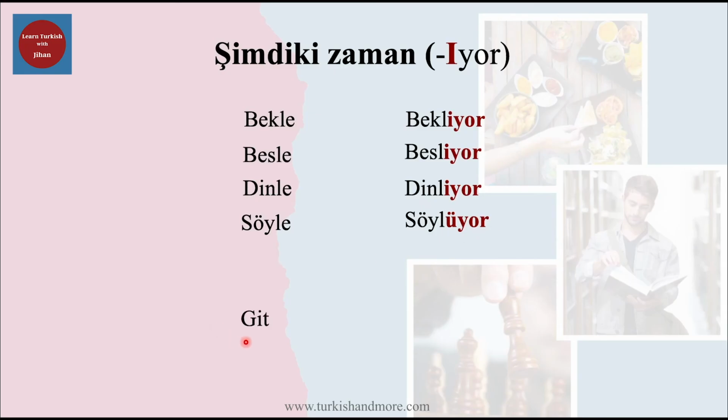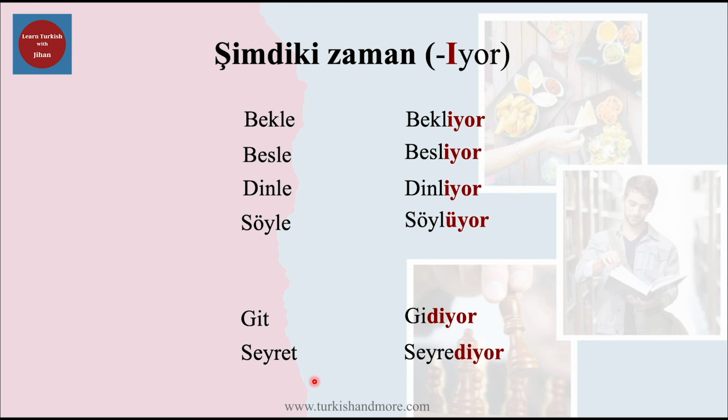We have like a note here. Git means go. When you want to make it in the Şimdiki Zaman or the present continuous tense, it will be gidiyor. The T transforms into D. Gidiyor, he is going, she is going, or it is going. So the T becomes D. Another example is seyret, watch. Also, when we want to add the suffix of the Şimdiki Zaman, we transform the T into D. Seyrediyor. He is watching, she is watching, or it is watching.